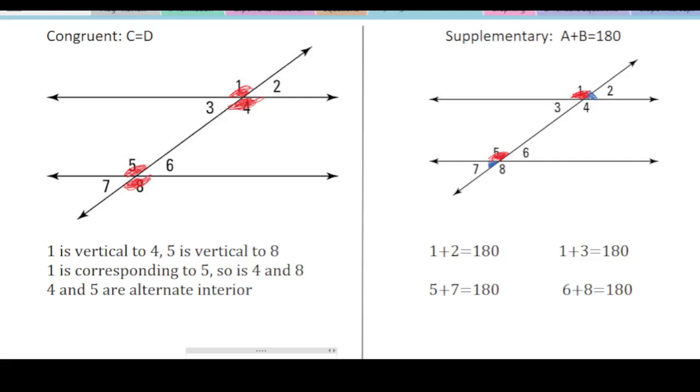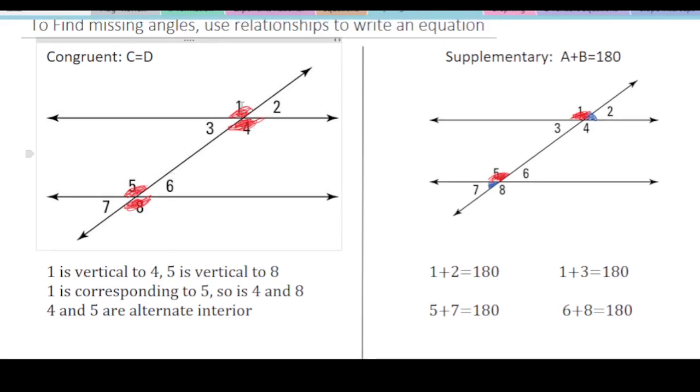When I have parallel lines, or two lines going in the same direction, being cut by a transversal, that is any line that's going through those parallel lines, I can use angle relationships to find the measure of missing angles. So in this picture, all of these angles in red are congruent. Congruent just means the same measure.